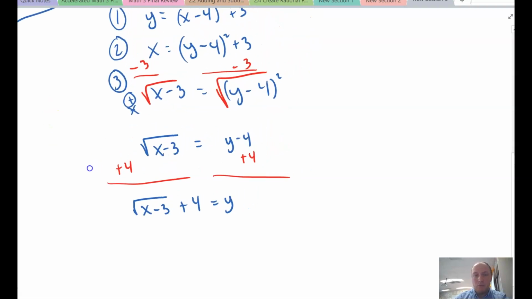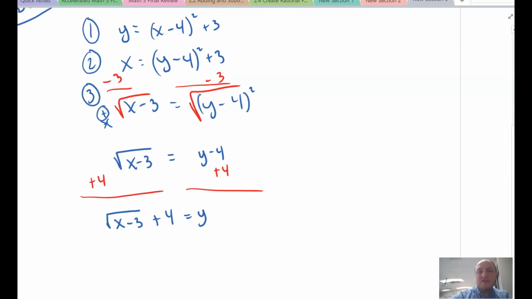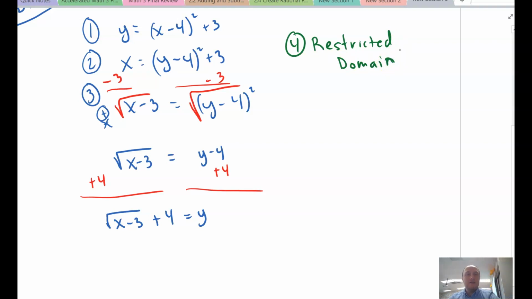Which brings me up here to step 4, determining your restricted domain. Now, I do not want imaginary values output out of my function. So what I'm going to do is take my radicand, and in this case, that's x minus 3.